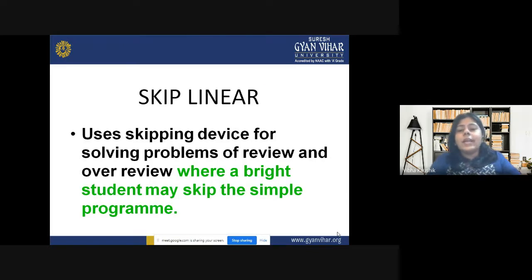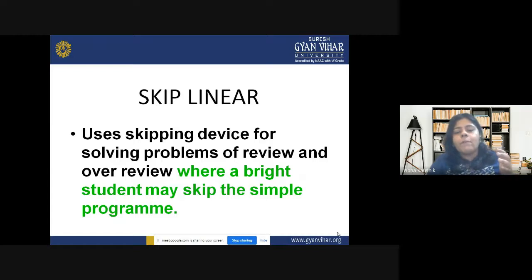Now, skip linear uses skipping devices for solving problems. Means we can use this technique or this device for solving problems. Means it will help the students to get the solution of a particular problem of review and over review, where a bright student may skip the simple program.